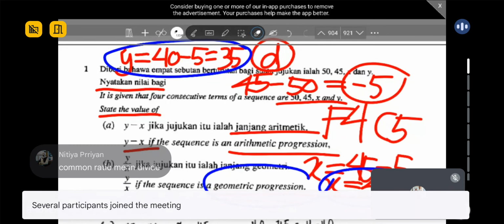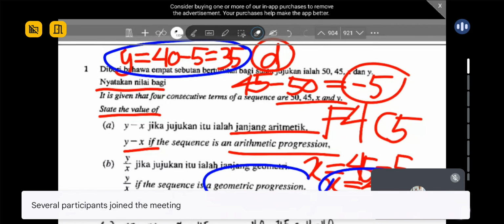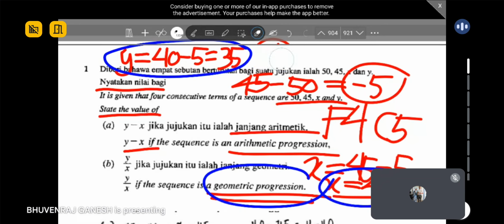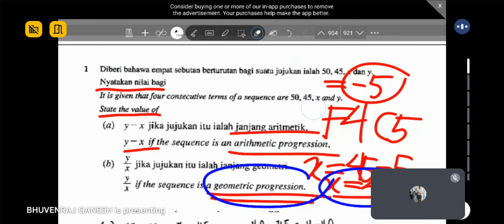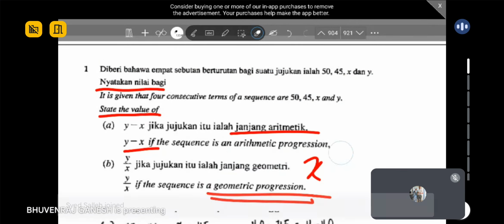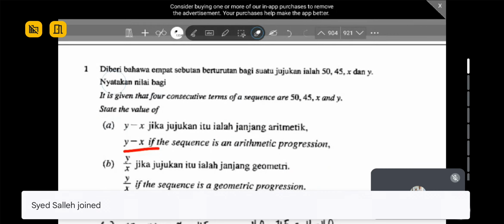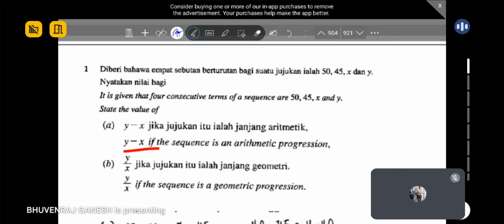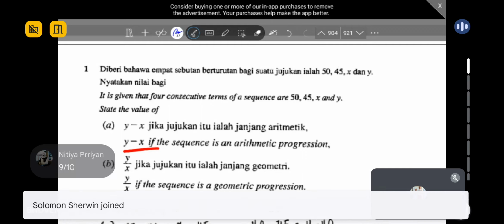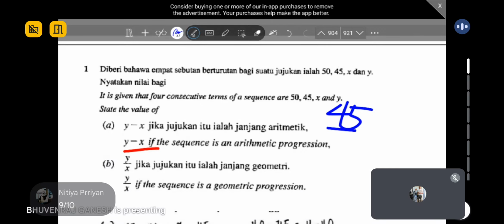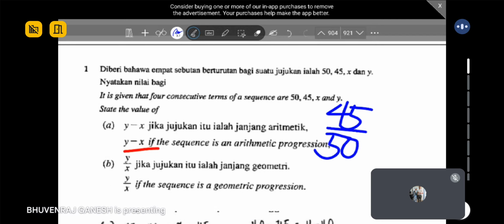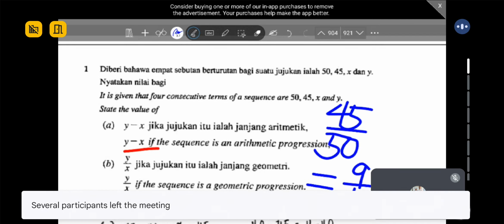Okay, yes, correct. So the answer is common ratio. Okay, nisbah sepunya. Alright, so guys, what is your common ratio in this question? Apa nisbah sepunya kamu? What is the value? You can just refer to the two values in front. Tengok dua nilai paling depan. You can get your common ratio, yes. You just take T2 divided by T1. Okay, so your answer is 9 over 10, common ratio.